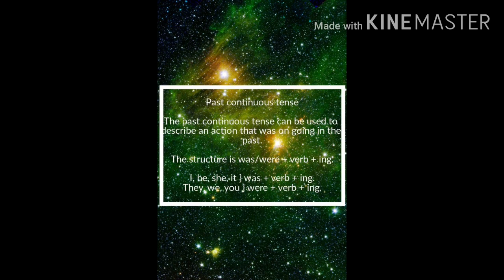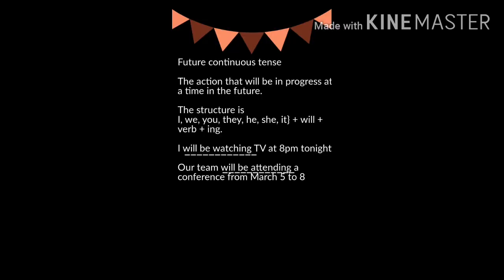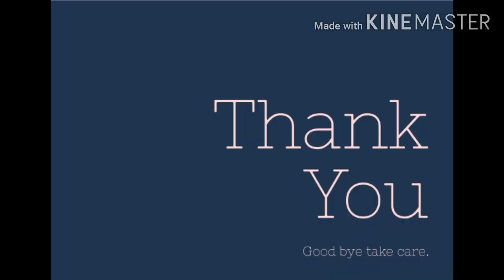In singular subject, we should use was plus verb plus ing. In plural subject, we should use were plus verb plus ing. Last one, future continuous tense. In future continuous tense, the actions that will be in progress at a time in the future. The structure is will be plus verb plus ing. Okay children, hope you understood.